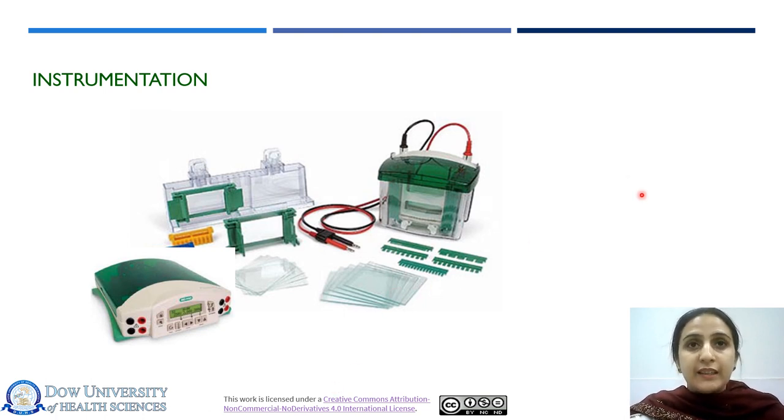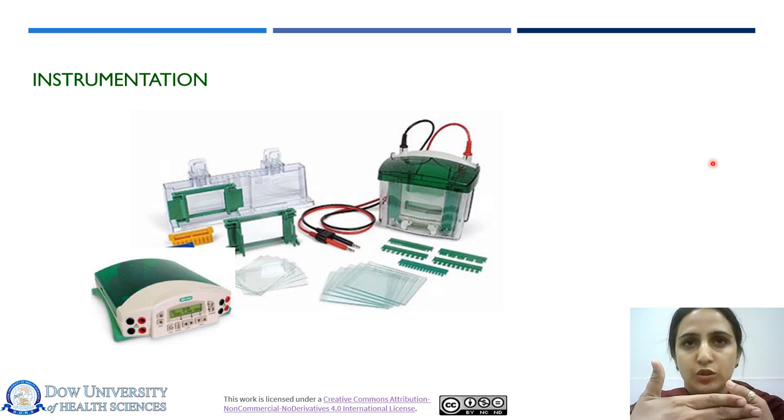Now, the thickness of the gel basically depends upon these plates, because there are two types of plates over there. One is the large plate, and the other is the spacer plate. The spacer plate has a certain thickness that ranges from 0.75 mm to 1.5 mm. So based on the type of spacer plate you use, your gel will polymerize into that thickness.